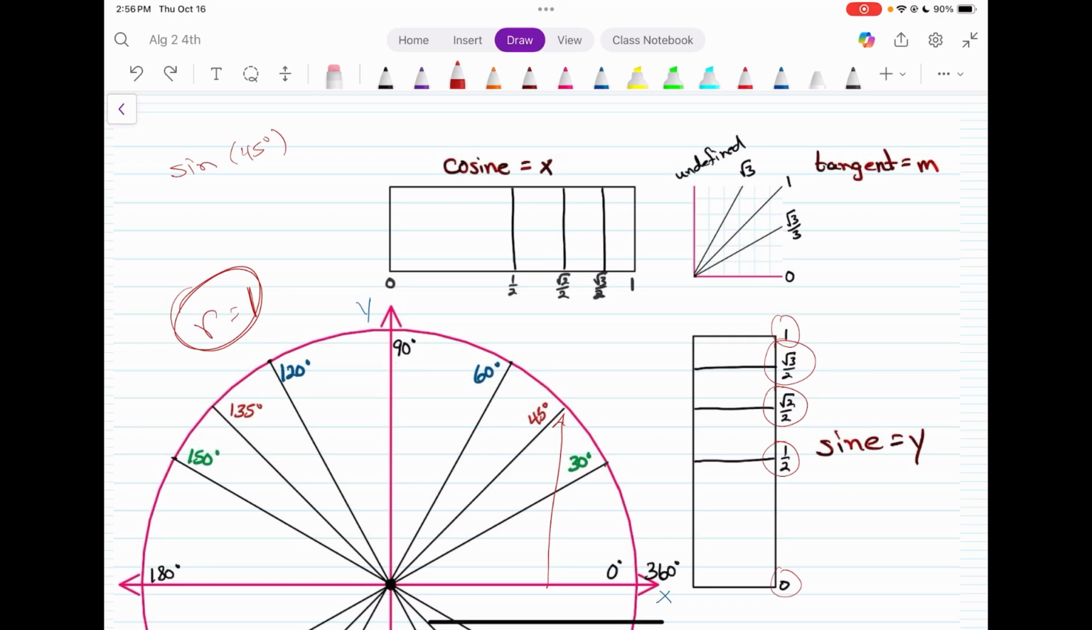The cosine of that same angle, if I were to ask you for the cosine of it, then we would count over. My distance is 0, my distance is 1/2, my distance is root 2 over 2. Since it's in the middle, it makes sense why its sine and cosine values are the same thing. Now, let's do some of these problems over here.